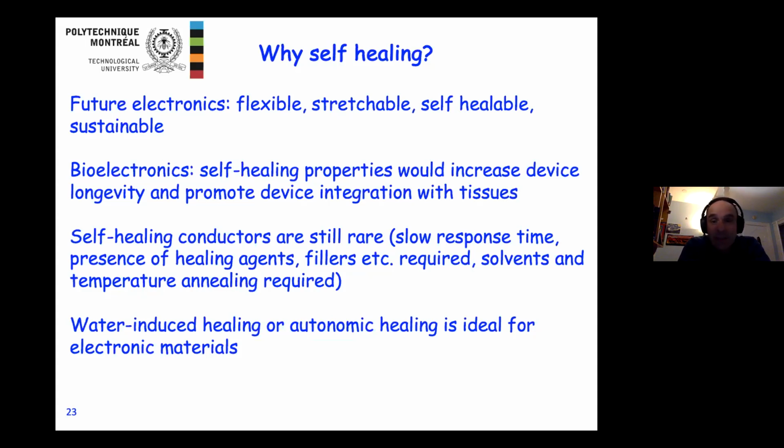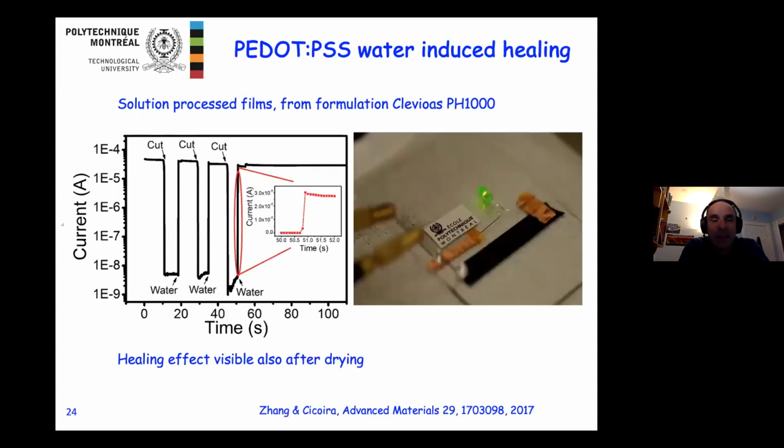Then when we started this work, self-healing conductors were still rare. This is probably also the case now. And sometimes the mechanism for healing is very complicated. You need to change the processing, work at high temperature, and use very complicated solvents. That's why we are looking for something that could be healed in water or without any external intervention. So this was a work that we did about 3 years ago.